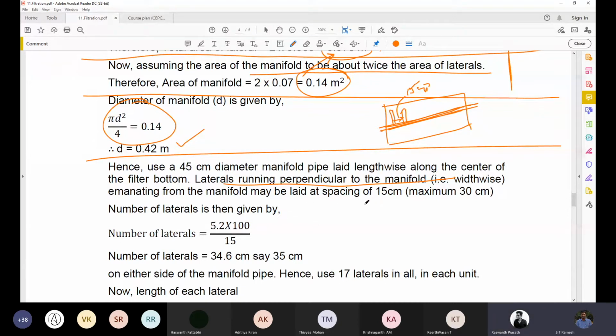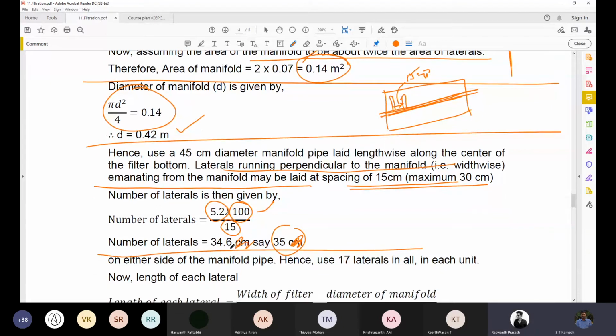Now, being familiar with the spacing, you can find out how many laterals you may require. The length of the tank is 5.2 meter, so I am converting it into centimeter: 5.2 into 100 centimeter divided by 15 centimeter center to center spacing. Thereby the number of laterals required is equal to 35 laterals.